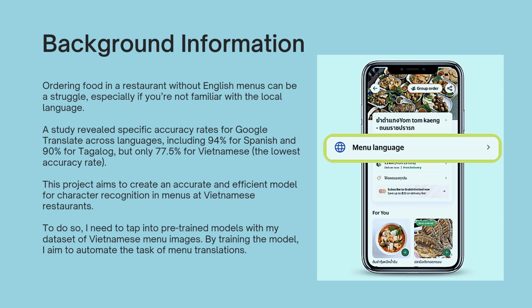For me, ordering food in a restaurant without English menus can be a struggle, especially if you're not familiar with the local language. A study reviewed specific accuracy rates for Google Translate across languages, including 94% for Spanish, 90% for Tagalog, but only 77.5% for Vietnamese, which is also the lowest accuracy rate.